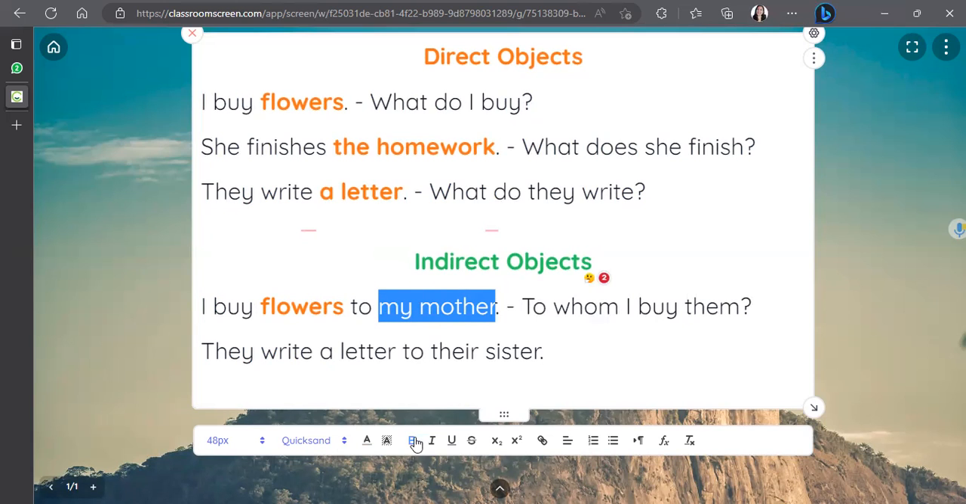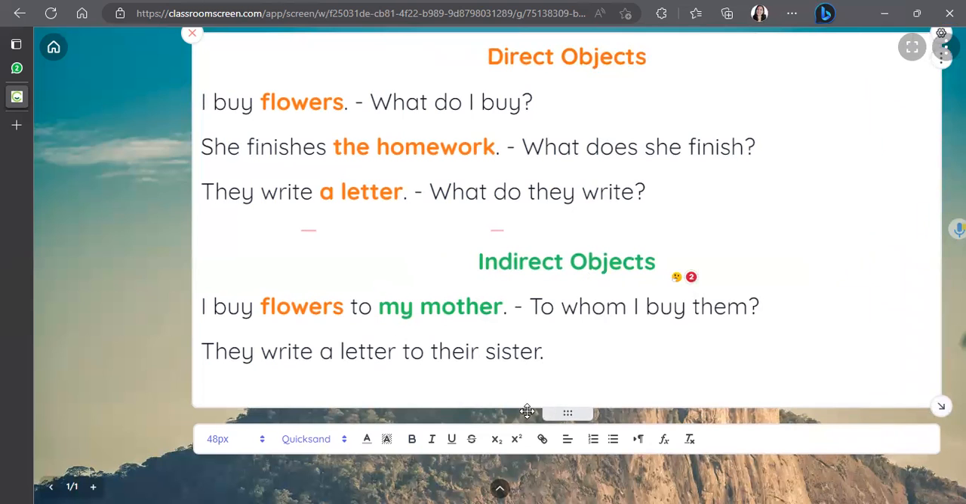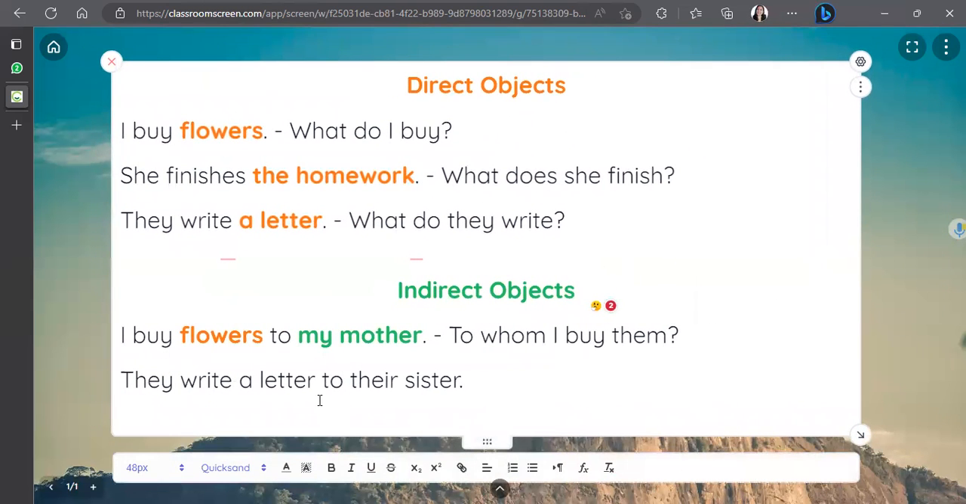My mother, okay? She, my mother, is the person who receives the flowers. So the indirect objects are the people who receive the objects, okay? For example, in the other sentence, I have, they write a letter to their sister. Again, we know that a letter, in this case, is the object, okay? It's the direct object because we checked it before.